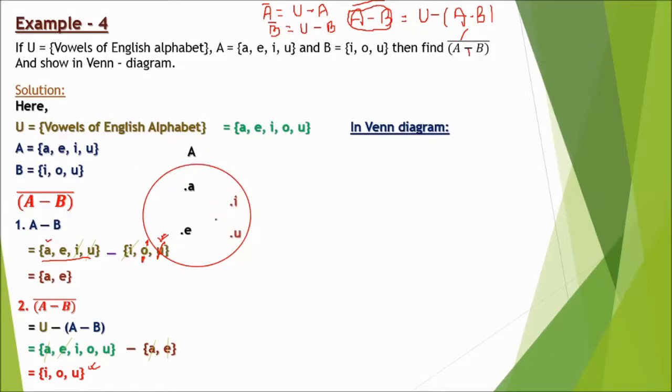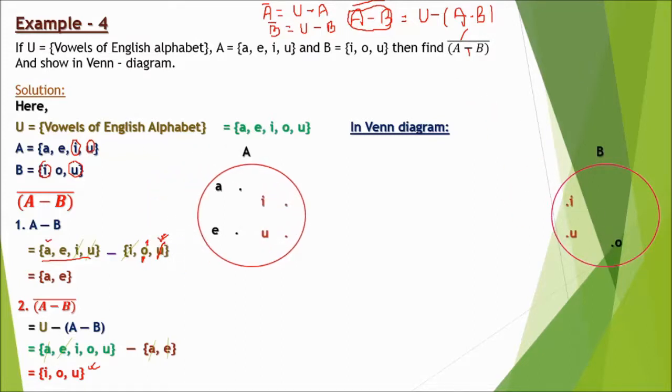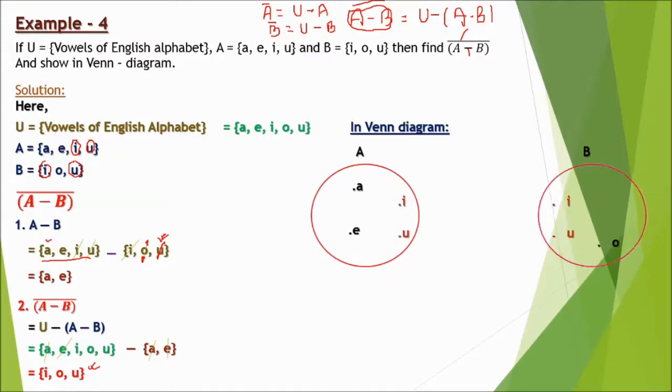IU are the common elements. You can see here I is there in both sets. U is also there in both sets. So IU are the common elements. Here also ring B. This is IU. And let's bring both closer in this way, and I and U must overlap. Okay, I and U got overlapped.